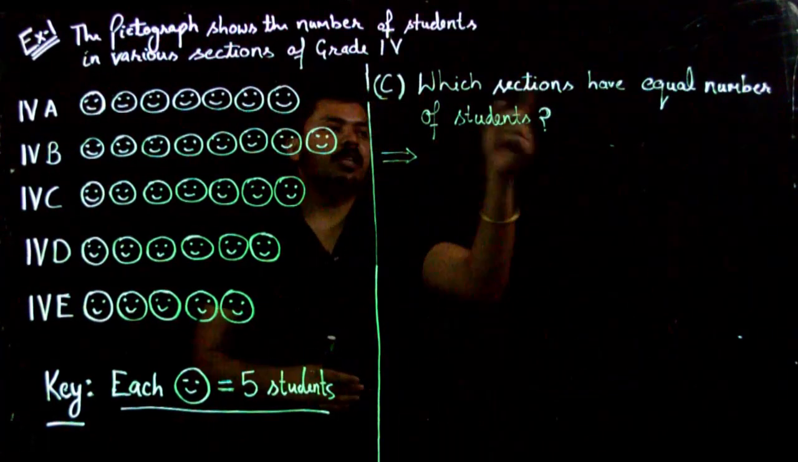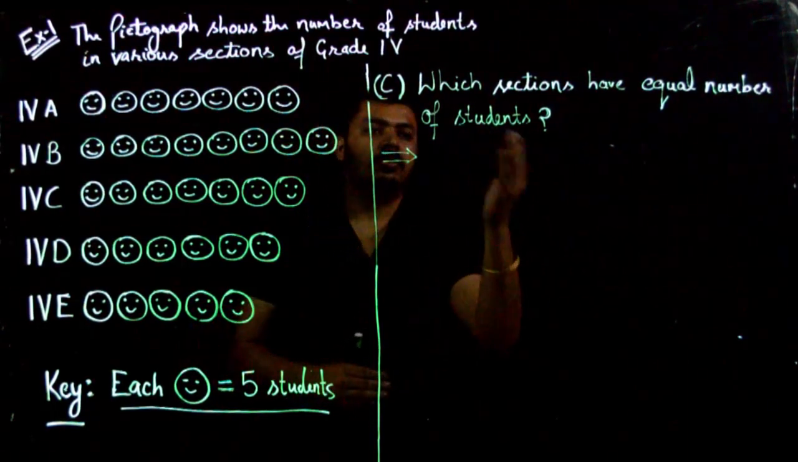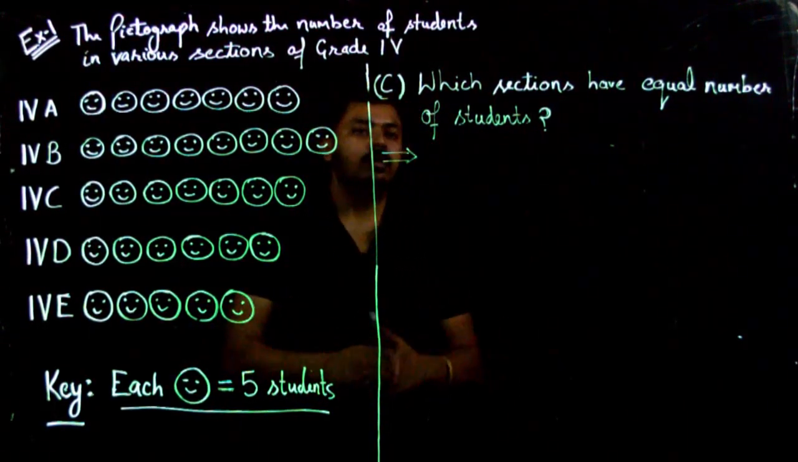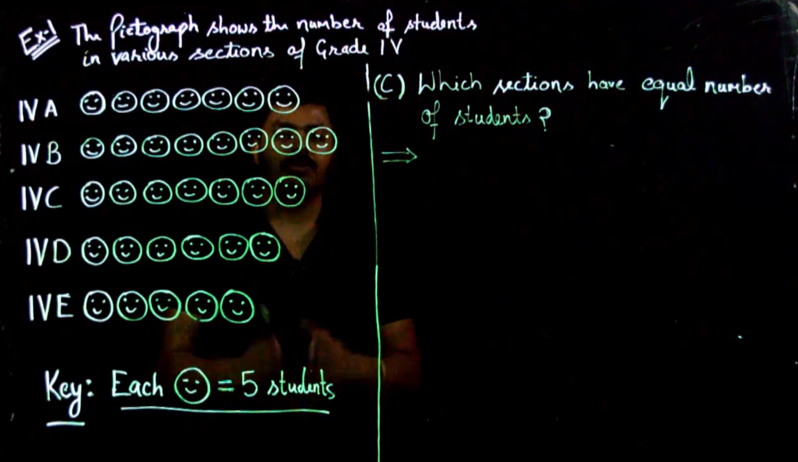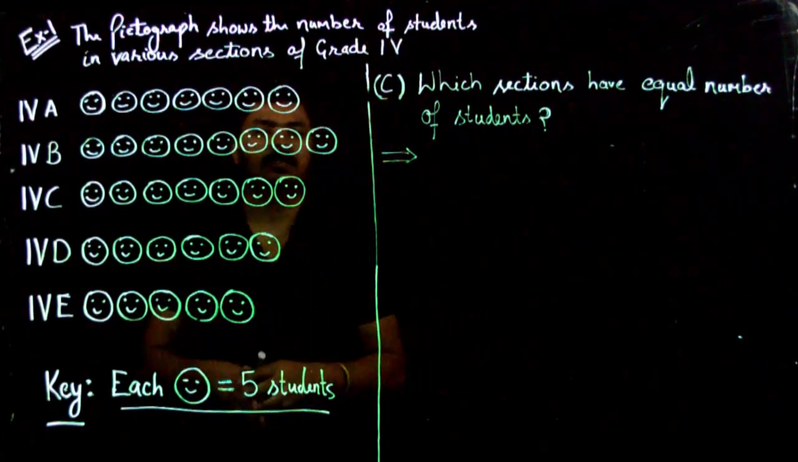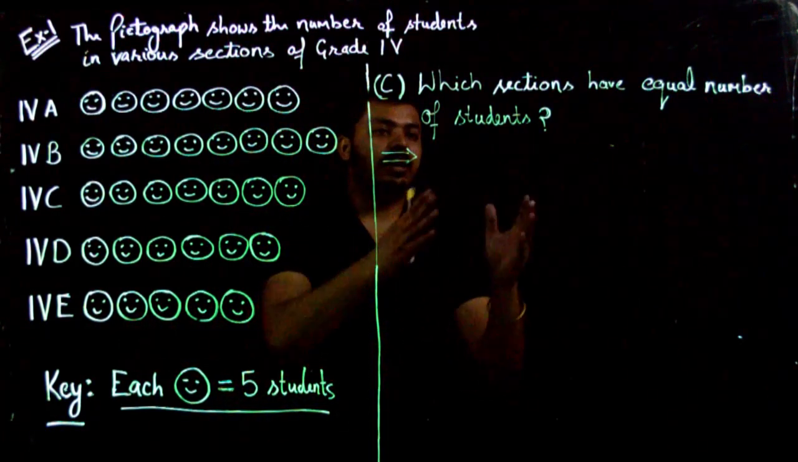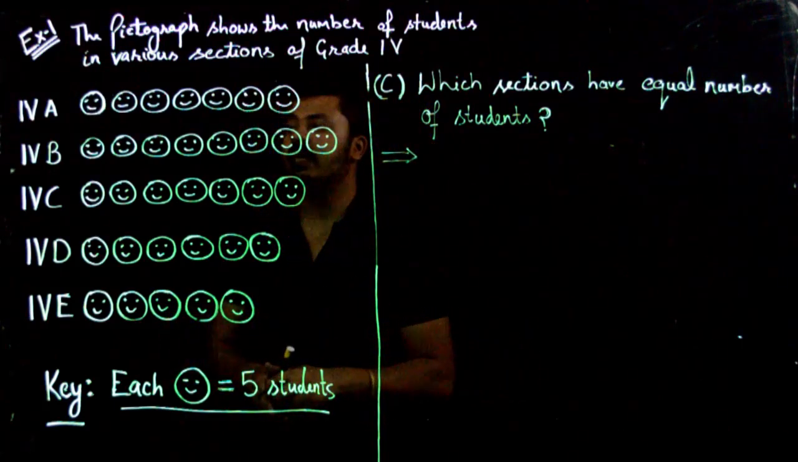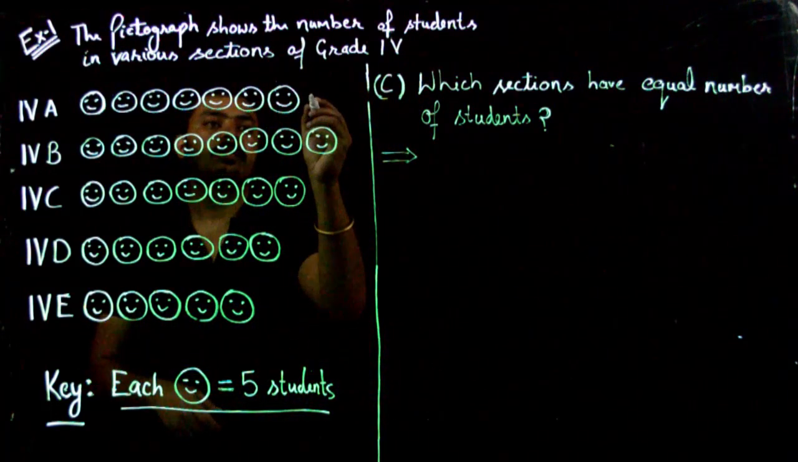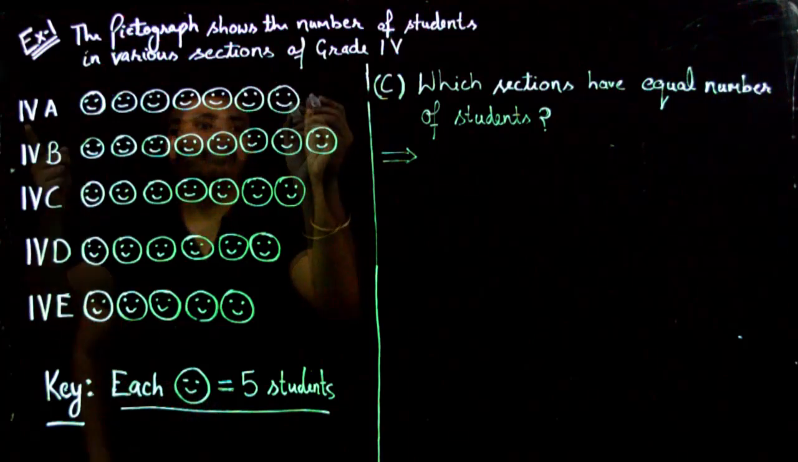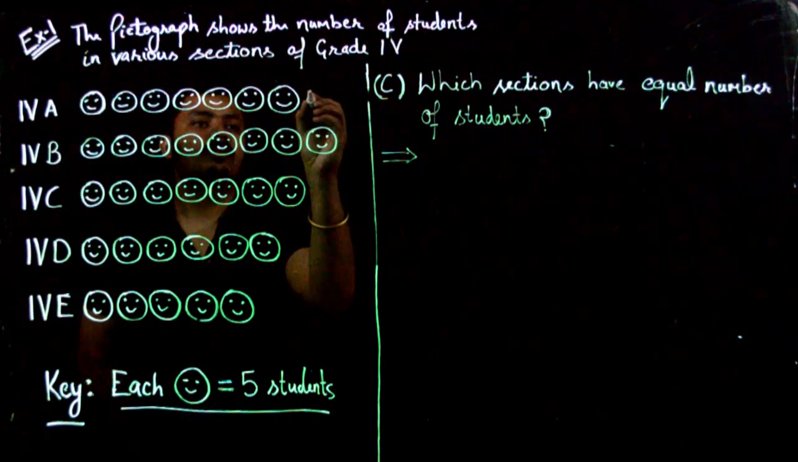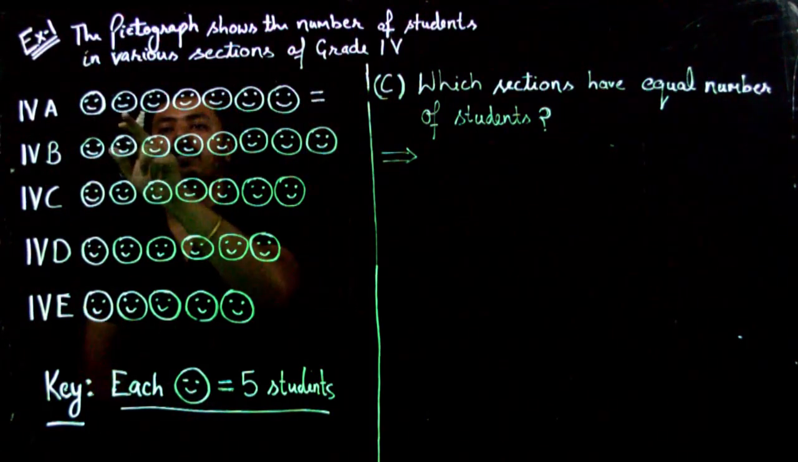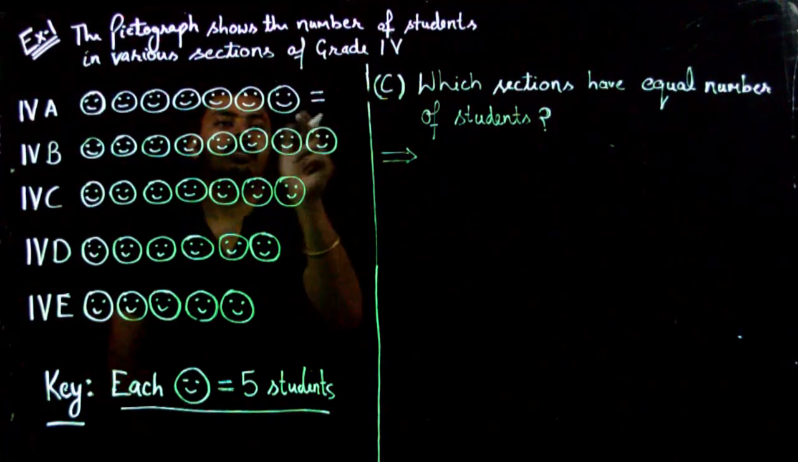Part C, which sections have equal number of students? So to find which sections have equal number of students, we have to count the number of symbols in each section. That is, let's start from section A. The number of symbols are 1, 2, 3, 4, 5, 6, 7.